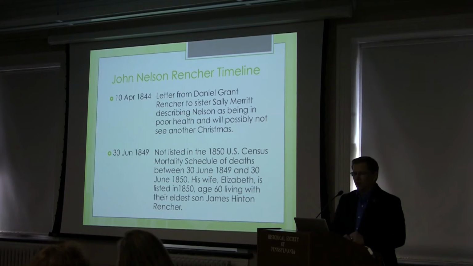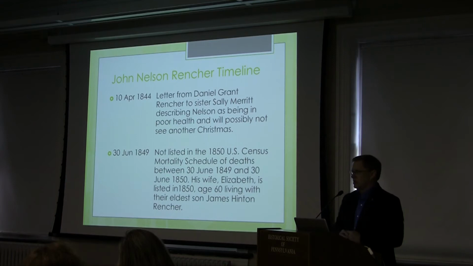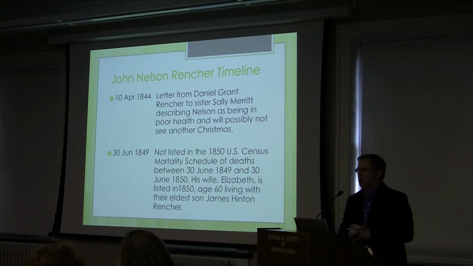In 1844, there was a letter from his brother to his sister describing Nelson as being in poor health and will possibly not see another Christmas. By the 30th of June, 1849, he's not listed in the 1850 U.S. Census mortality schedule, deaths that would have occurred then. And his wife, Elizabeth, is listed in the 1850 census, age 60, living with their eldest son, James Hinton. Well, all I have now is this window of time that tells me that he probably died there.